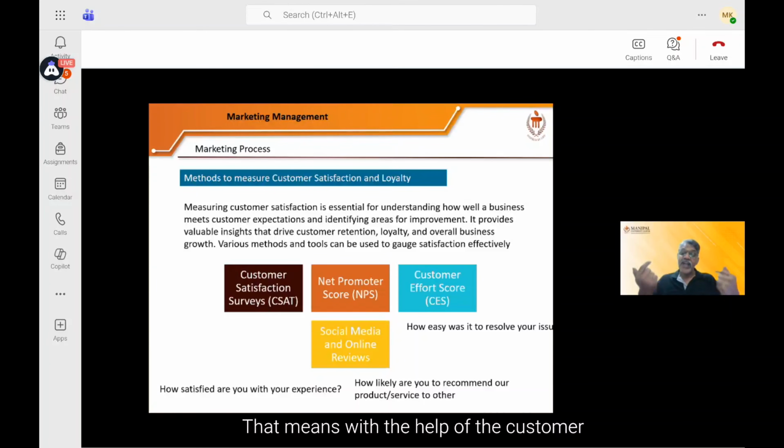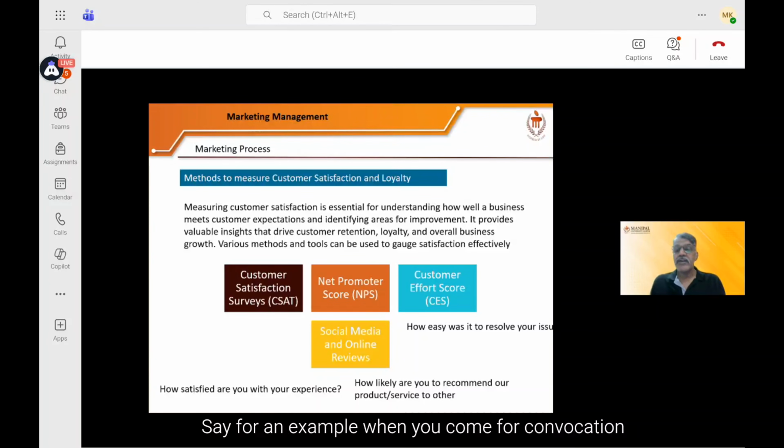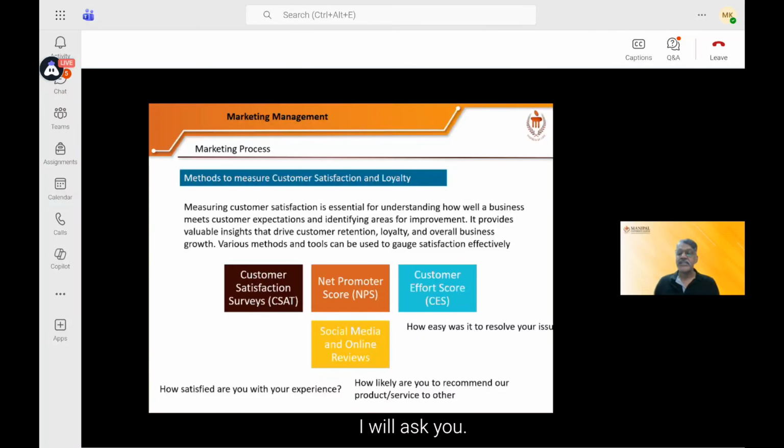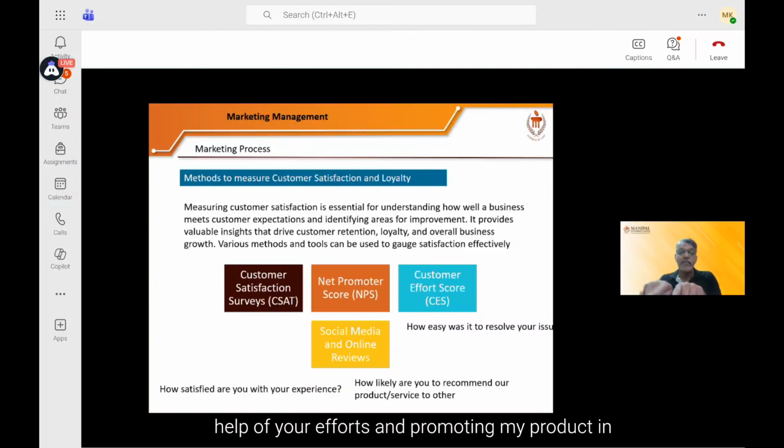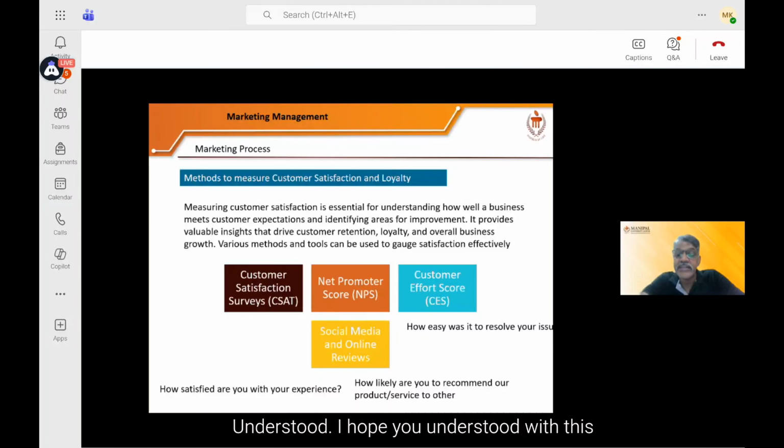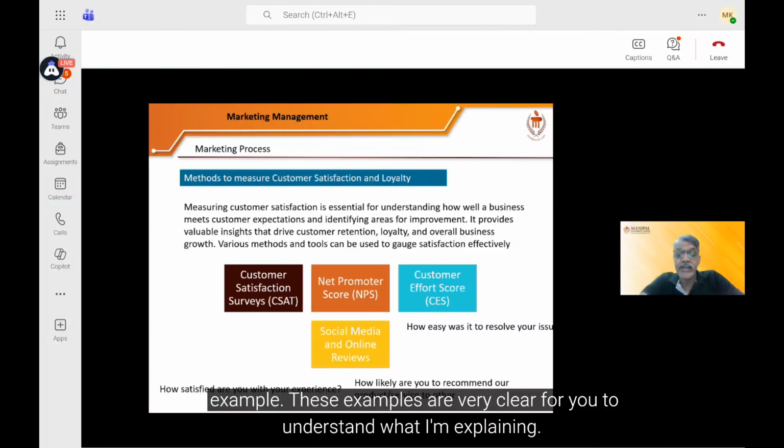That means with the help of the customer, they are promoting the product to the consumer. For example, when you come for convocation, I will ask you, how likely are you to recommend your friends and relatives to join Manipal University Jaipur online education? That means with the help of your efforts, I'm promoting my product in the market. That's called net promoter score. Understood? I hope you understood with this example. These examples are very clear for you to understand what I'm explaining.